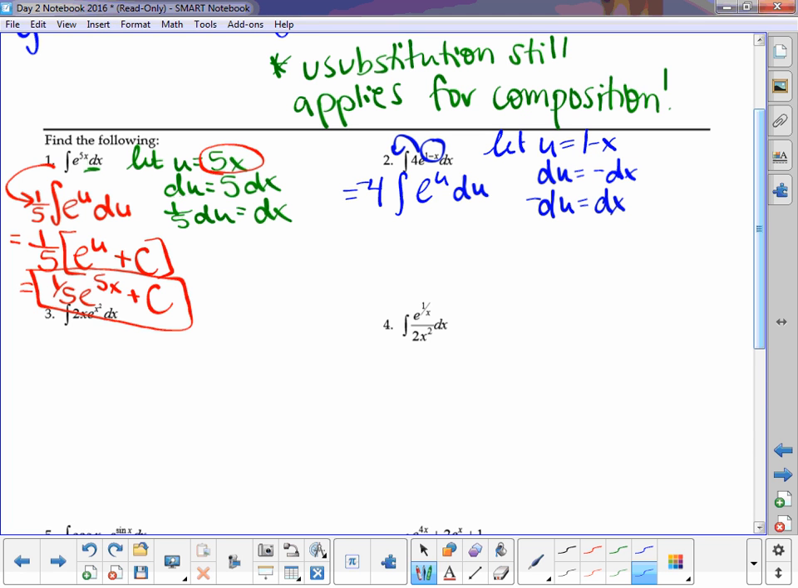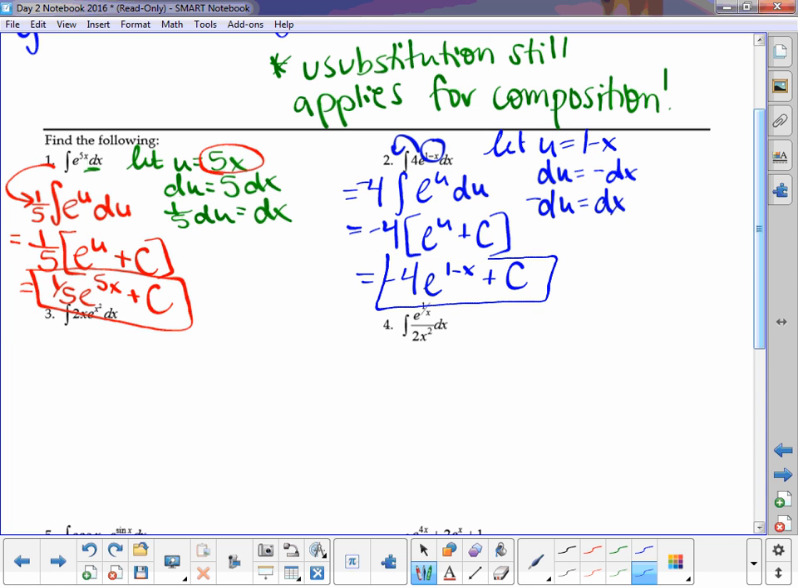Okay, so now we go ahead and integrate. What is my antiderivative of e to the u? E to the u plus c. So we have negative 4 e to the u, which is 1 minus x, plus c. And again, if we were to differentiate that, we'd get back to that function. Okay, questions with that? So again, u-sub is the same thing as before, just now we have a new function to work with.